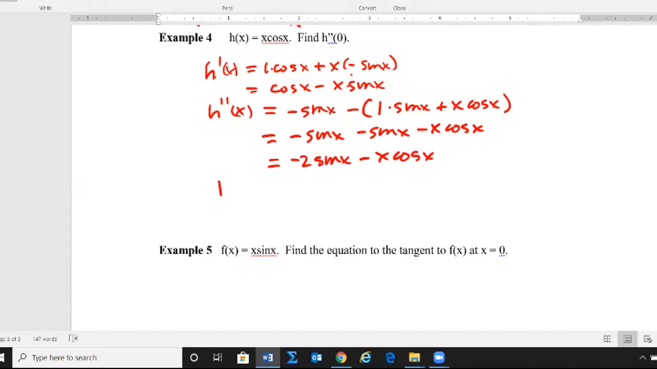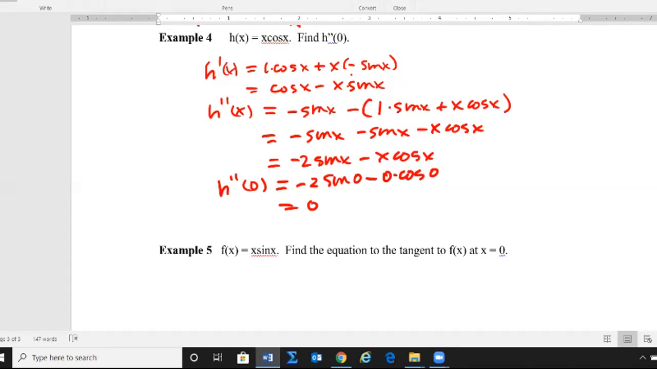And now I'll go ahead and evaluate it. H double prime of 0 equals negative 2 sine of 0 minus 0 cosine 0. That's all 0. Everything is 0. So now we don't really have an interpretation for that second derivative, but we will soon enough.